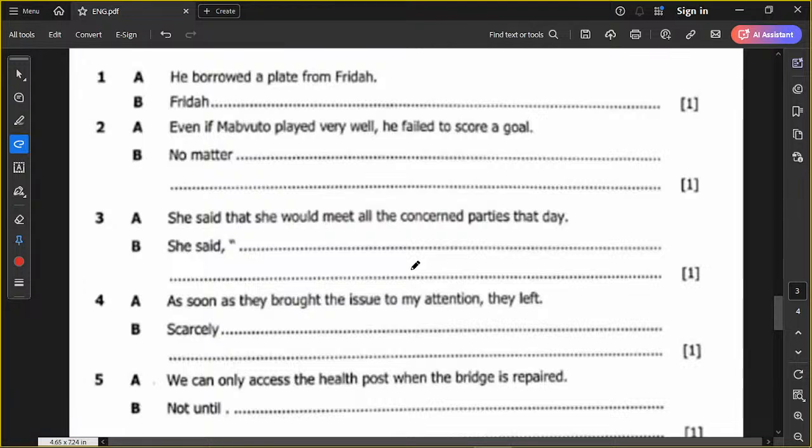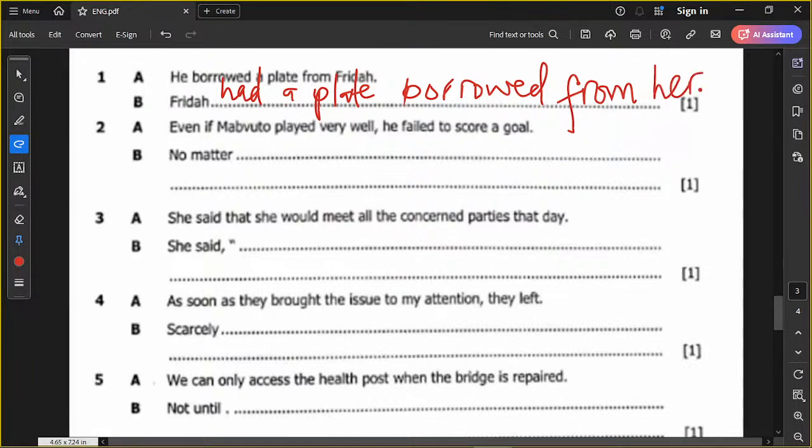So how do we write this? When we start with Frida, we're going to say: Frida had a plate borrowed from her. Okay, so that's how you write that sentence.